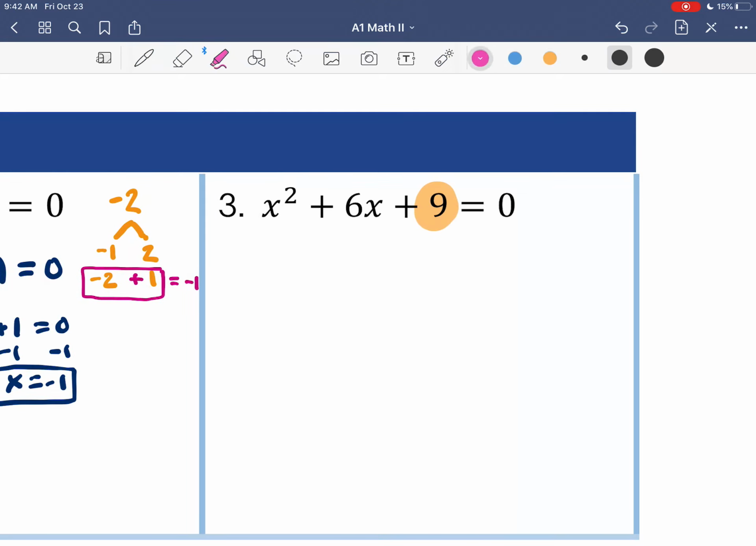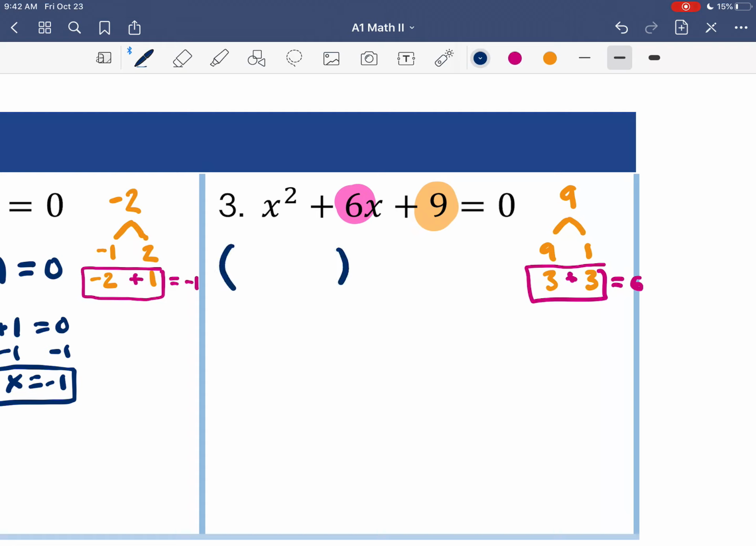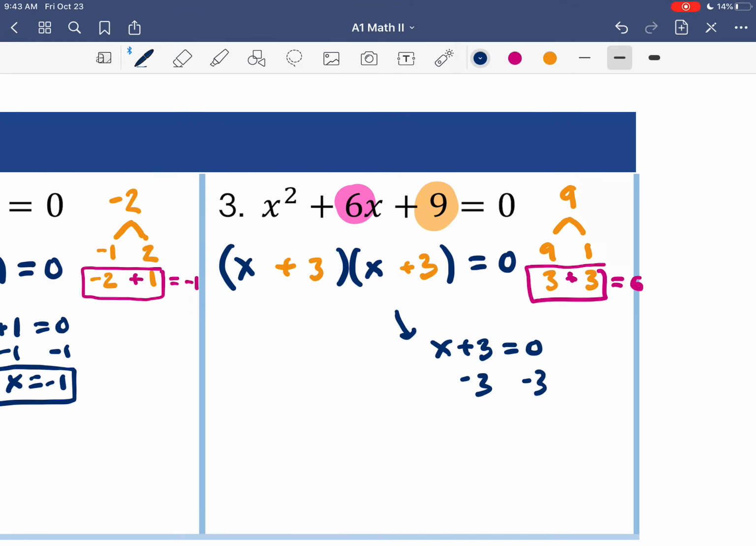Okay, now we have 9 and 6. Maybe you can already tell what the pair of numbers will be, but 9 and 1 make 9, 3 and 3 make 9. I think that's all. Yep. And 3 plus 3 makes 6. So 3 and 3 are two factors. We make our parentheses, and then we have an x at the beginning of both, and then we have +3 and a +3. And then this one, you end up with two of the same thing, which is perfectly fine.